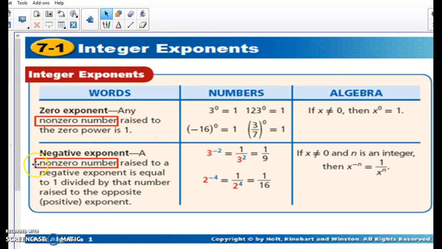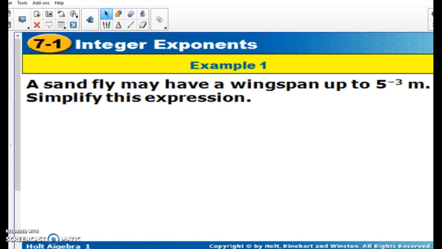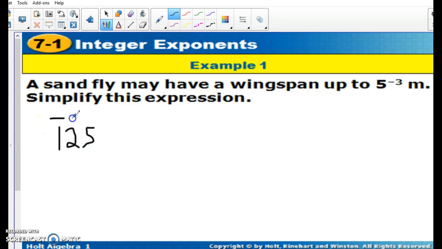A negative exponent: a non-zero number raised to a negative exponent is equal to 1 divided by that number raised to the positive exponent. Like I just said, 3 to the 2nd power is 9, so 3 to the negative 2nd power is 1 over 9. 2 to the 4th power is 16, so 2 to the negative 4th power is 1 over 16. For simplifying, we just said this: 2 to the negative 4th power is 1 over 16. 5 to the negative 3rd, well, what's 5 to the 3rd power? That's 125. So 5 to the negative 3rd power is 1 over 125.